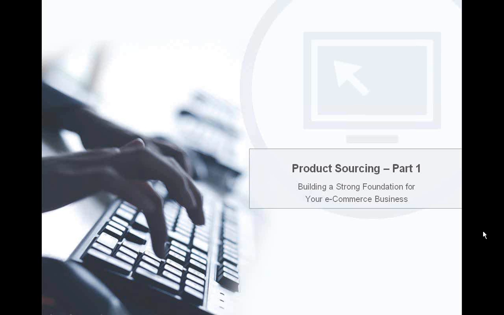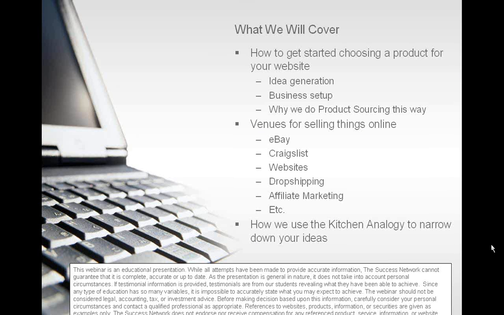You're watching a three-part video series. In today's, we will cover how to get started choosing a product for your website. In the second video, we will cover venues for selling things online, for example, eBay, Craigslist, using a website to sell online and supplying it with either drop shippers or affiliate marketing. And we'll discuss some other things along the lines of lead generation and anything that you might be able to sell online. In the third video, we'll discuss how we use the kitchen analogy to narrow down your ideas.